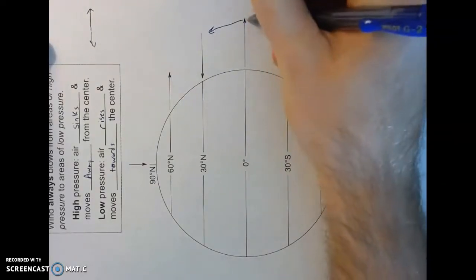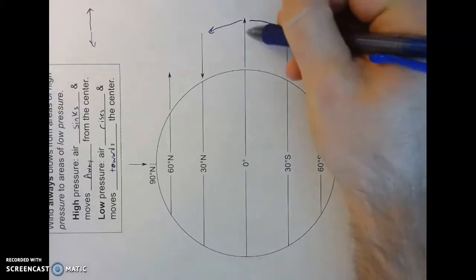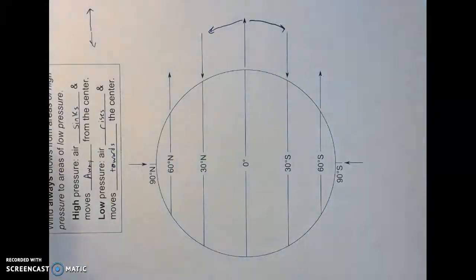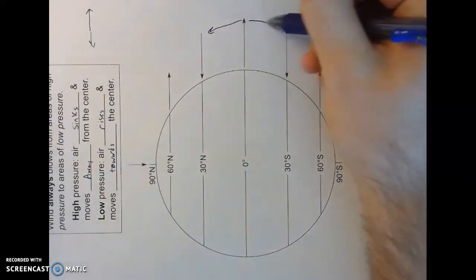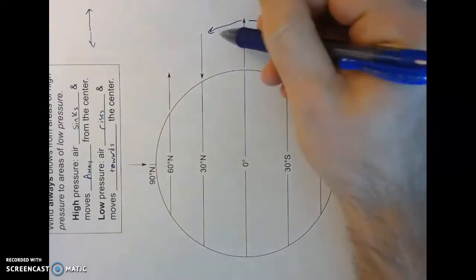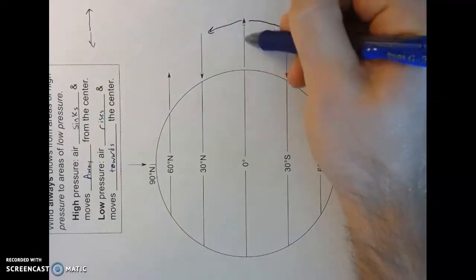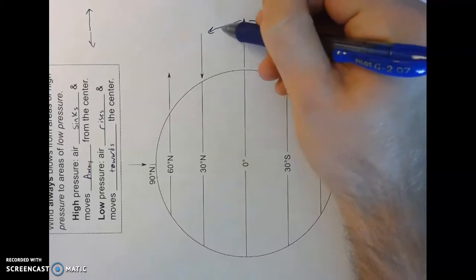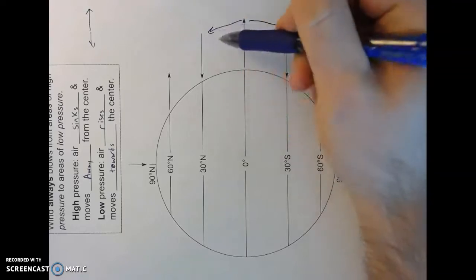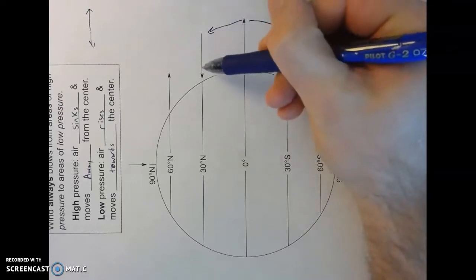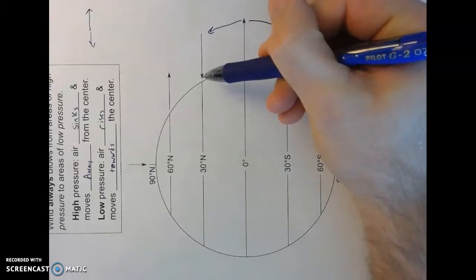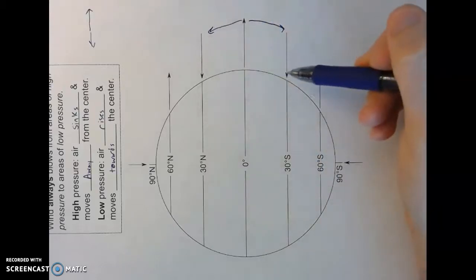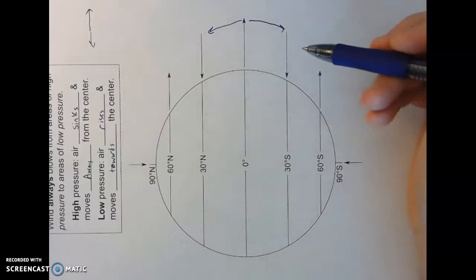So it hits that top layer, like air hitting the bottom of your ceiling, and then it'll spread. And then when it gets to about 30 degrees south and 30 degrees north, that warm air from the equator has cooled down enough that it's actually going to become dense enough to sink. So we have sinking air at 30 degrees north, sinking air at 30 degrees south.